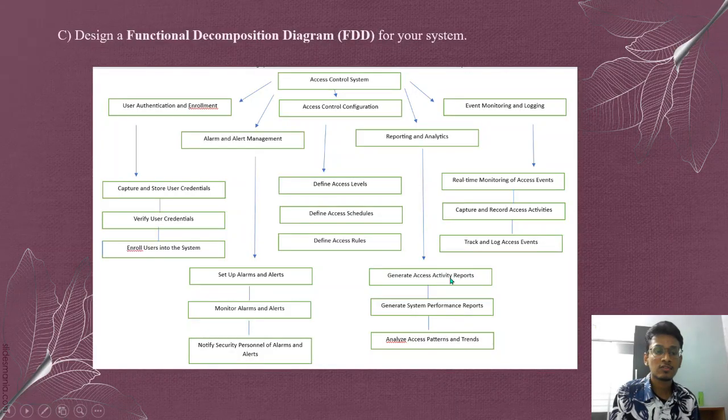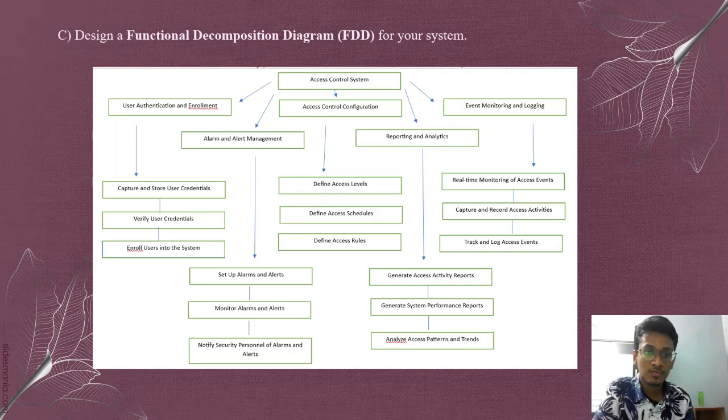So question C is about designing a functional decomposition diagram, FDD, for the system. So first we have the main one, which is the access control system. On the left side is user authentication and enrollment, and on the right side event monitoring and logging. From there we can take alarm and alert management, and on that side reporting and analytics.